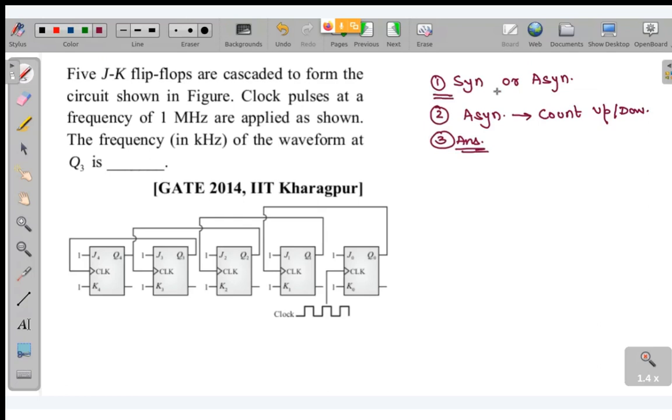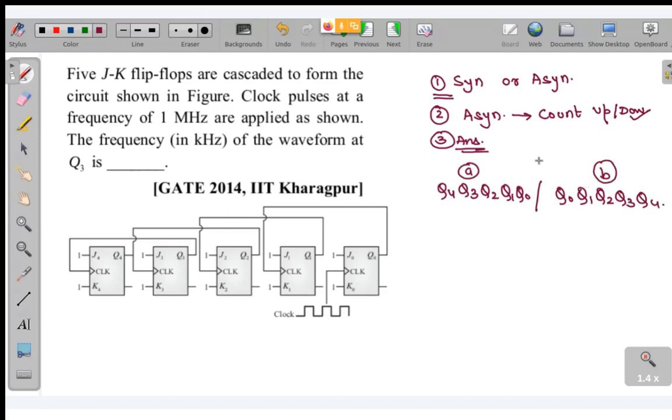So you are telling asynchronous, good. If it is asynchronous, either it will be up counting or down counting. Okay, tell me one more thing. Down, you are telling me down. Okay. How will your counting look? Whether it will be Q4, Q3, Q2, Q1, Q0, or Q0, Q1, Q2, Q3, Q4. A or B? A. Okay, fine, very good.